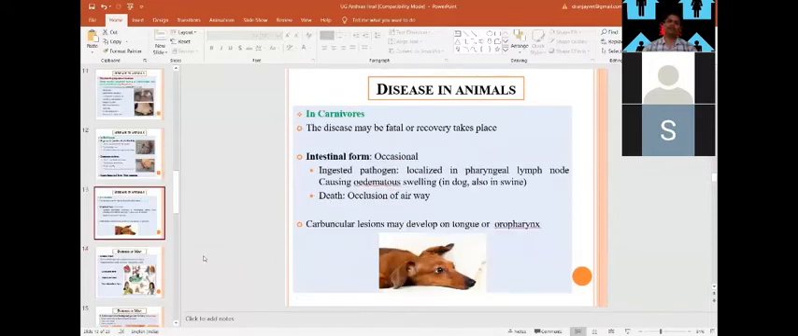Now, in carnivorous animals, the disease may be fatal, or sometimes recovery may take place. Again, intestinal forms occur occasionally, and carbuncle lesions may develop on the tongue or oropharynx.